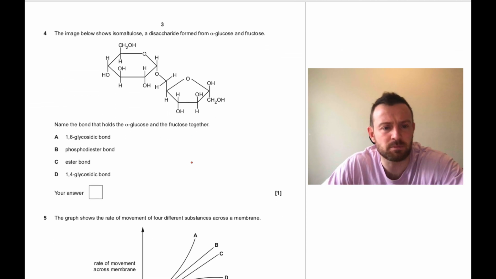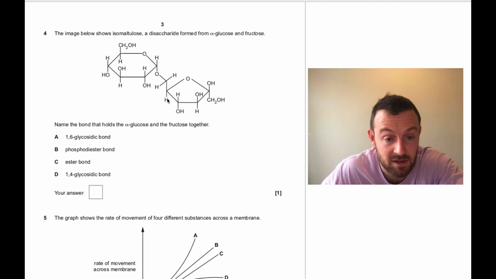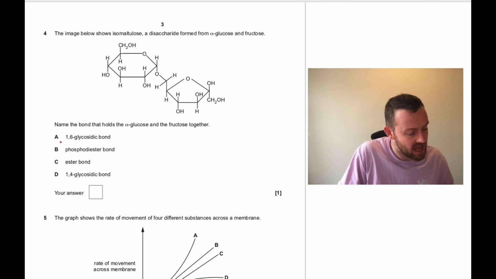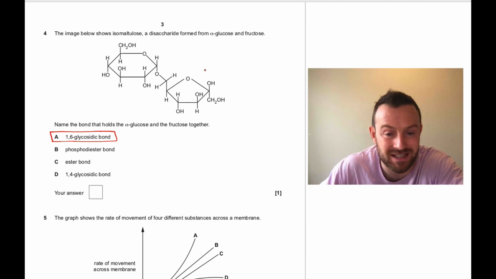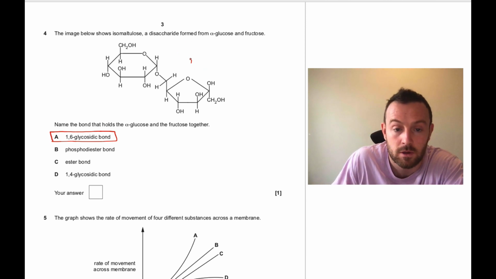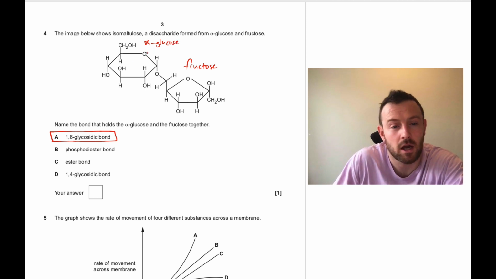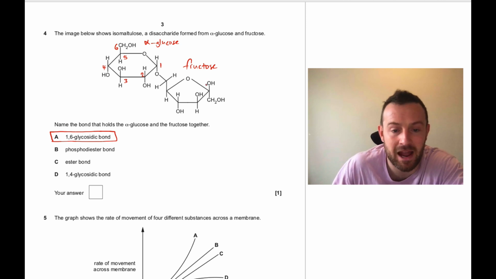4. The image below shows isomaltulose, a disaccharide from alpha glucose and fructose. Right, okay, I must confess, I just had to edit this video because I got this wrong first time round. The answer is A, alpha 1,6 glycosidic bond, and this has reminded me that I need to be better at labeling the carbons in the fructose molecule. So this is fructose here, and this is the alpha glucose here. We should probably be quite good at labeling the carbons in glucose.